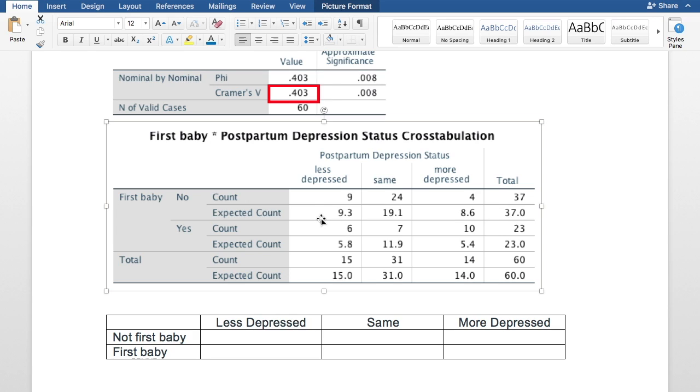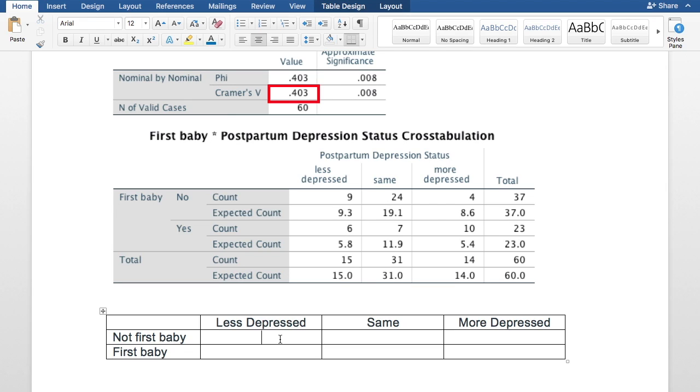Let's go through cell by cell and compare those observed counts with the expected counts. We're going to use that information later on in our interpretation of the data. So I've already gone ahead and created this little matrix for myself, and I recommend that you do this when you interpret chi-square output because it really helps you make sense of these patterns that we see.